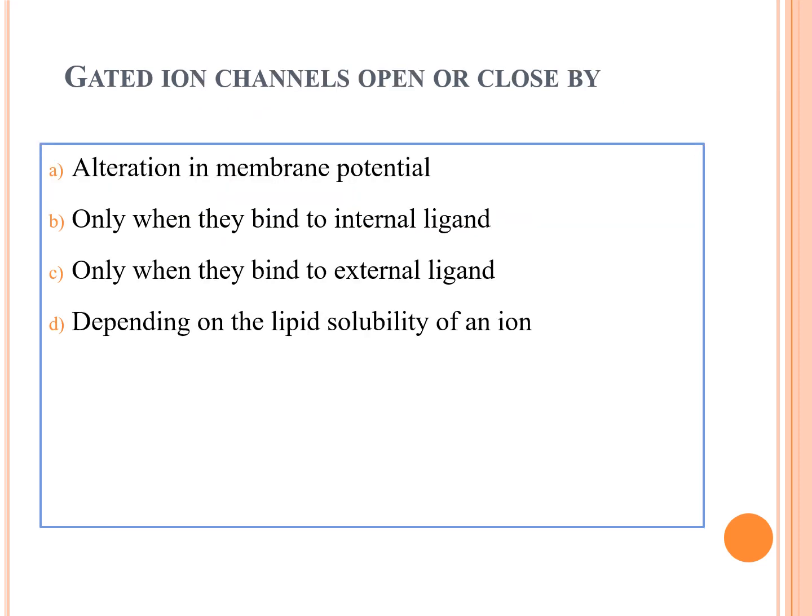Gated ion channels open or close by alteration in membrane potential. So gated channels mainly depend on the membrane potential. When there is a change in the membrane potential, I told you there are voltage gated channels which open or close based on their membrane charge, right? So whenever the interior of the cell membrane loses its negativity, voltage gated sodium channels will open. So it mainly depends on the membrane potential.